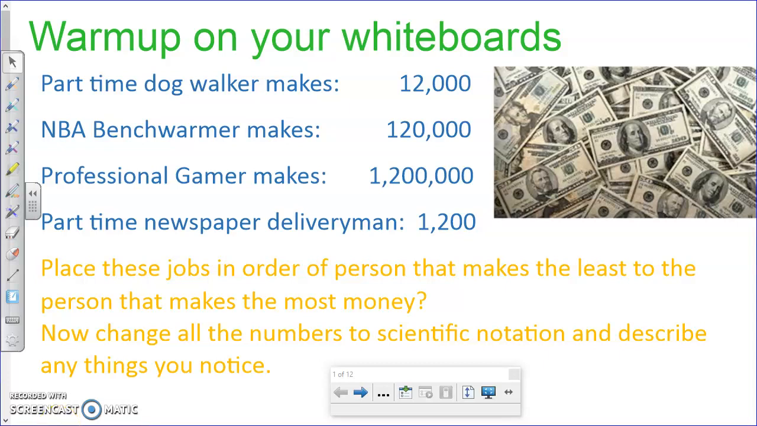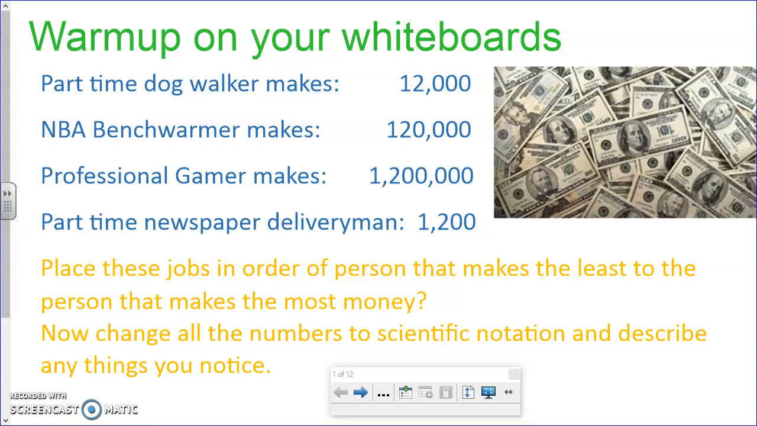All right, today on your whiteboards, I need for you to answer the following question. Please put these numbers in order from least to greatest. Then, once you have done that, go ahead and change those numbers into scientific notation and write down what you noticed. Now, what you should have noticed is that as the numbers got larger, the exponent also got larger.